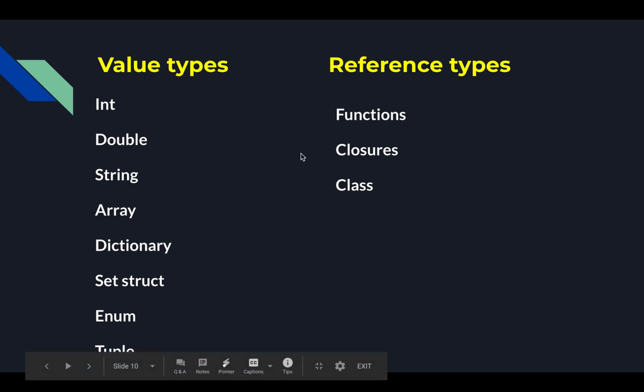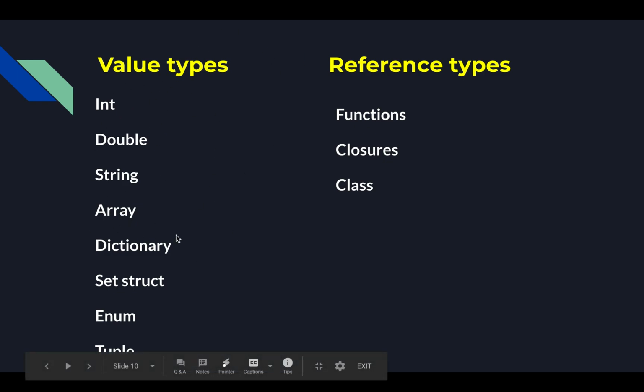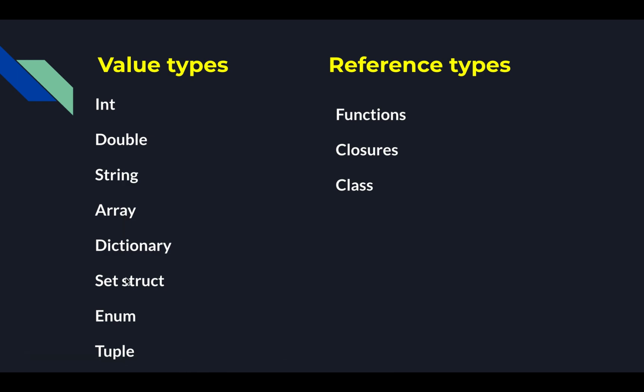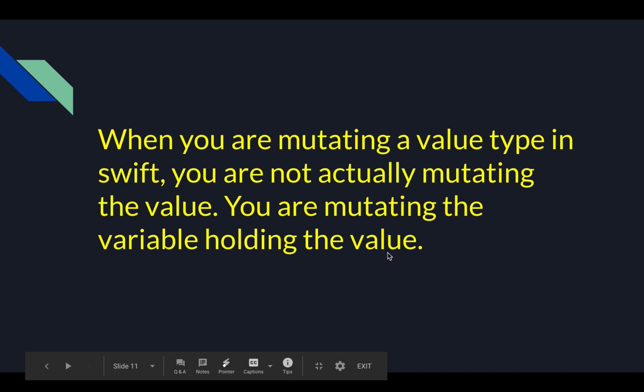In a reference type, the original copy of the data is getting modified, and in a value type the original copy of the data is not modified. So integer, double, string, array, dictionary, struct, set, enum and tuple are value types. When you are mutating a value type in Swift, you are not actually mutating a value, you are mutating a variable holding the value. So this is very important.